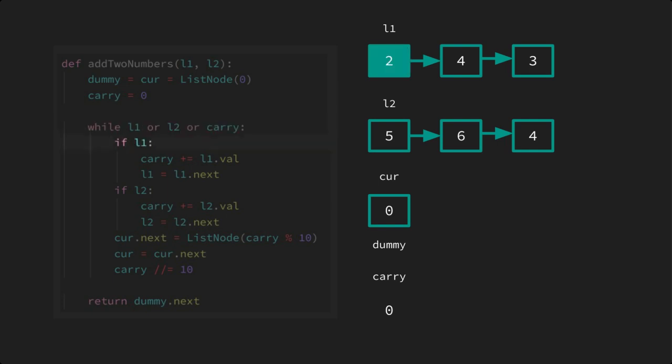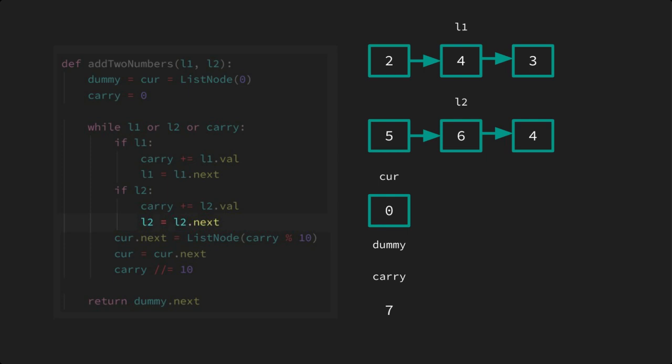If there's a node from list 1, we add its value to carry, and then we set L1 to the next node in the list. This is how we iterate through linked lists. We just follow the pointer to the next node. Then we do the same thing for the second list. The node exists, so we add it to carry, and then we assign L2 to the next node in the list. This is where things get interesting.